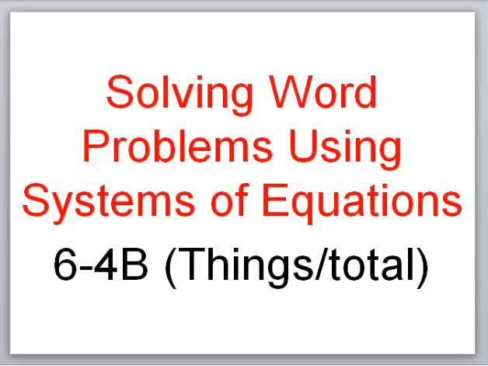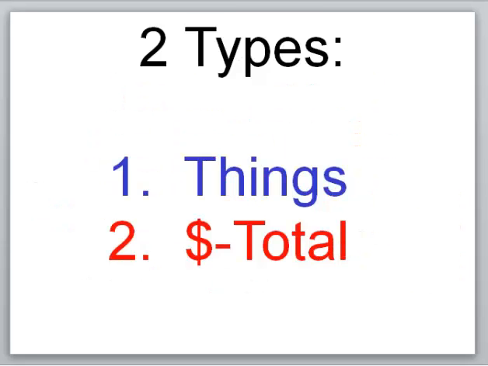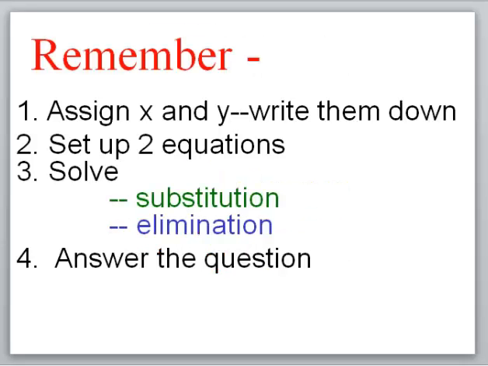This next one, we'll be solving more word problems today. The two types of problems we're going to be solving are things with things and total price. So again, we're going to set up those x and y variables, and we'll write them down. We'll figure out which one's x, which one's y. We'll set up the two equations and either use substitution or elimination, and we'll answer the question.